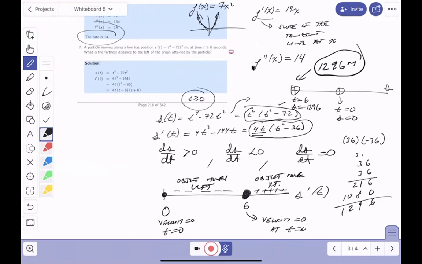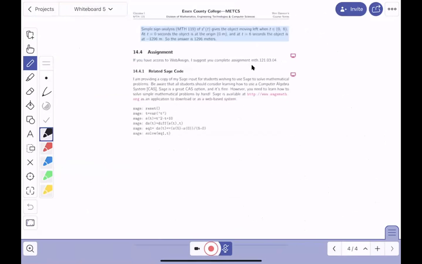All right, let's go to the next page. Make sure that's written down for you. And 1,296 meters. All right, we're done. Thank you for paying attention.